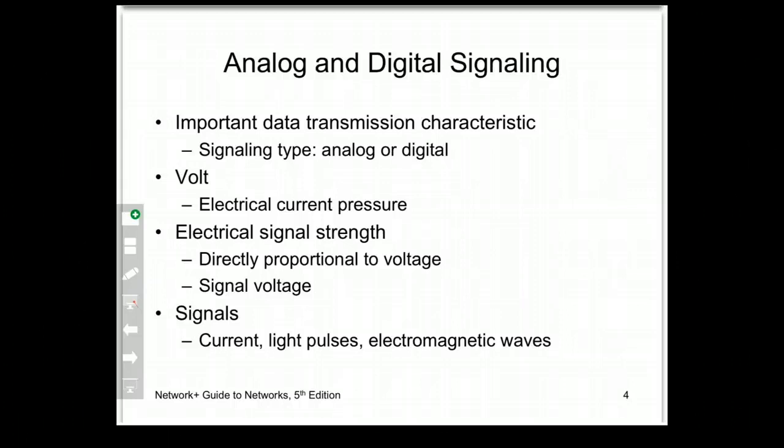But every bit of media that runs across and has a signal has electrical current pressure. Then the other term is electrical signal strength, directly proportionate to voltage, and signal voltage. And then signals itself is a current, light pulse, or electromagnetic waves, depending upon the media, whether it be analog or digital. And we'll actually look at some graphs here in just a second.